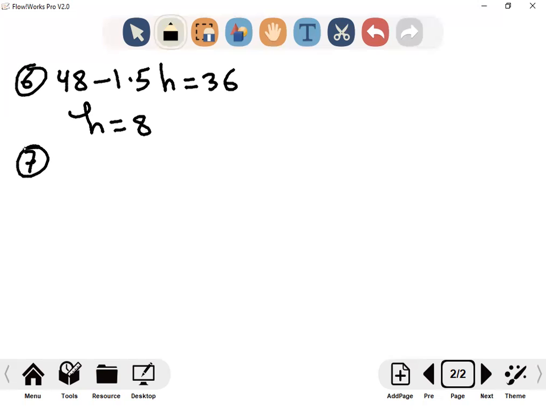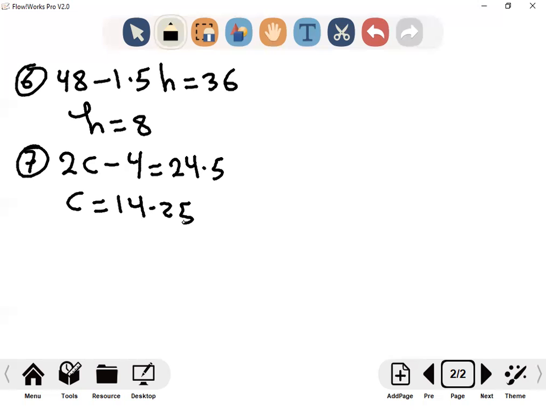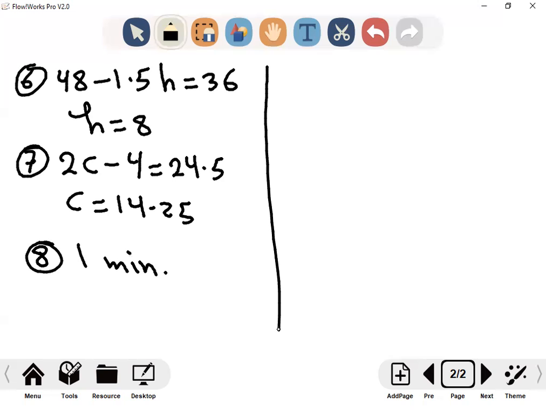Question 7, 2c minus 4 equals 24.50. After you solve it, c should be $14.25. Question 8, the answer is 1 minute. These are the solutions of page 305.